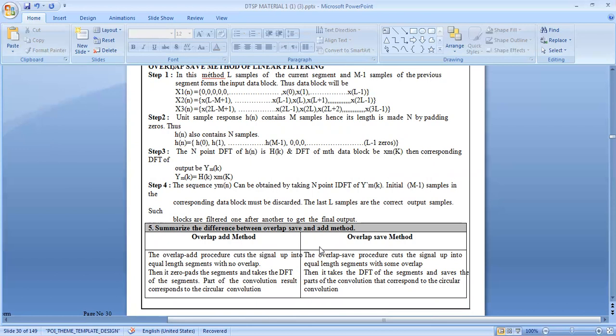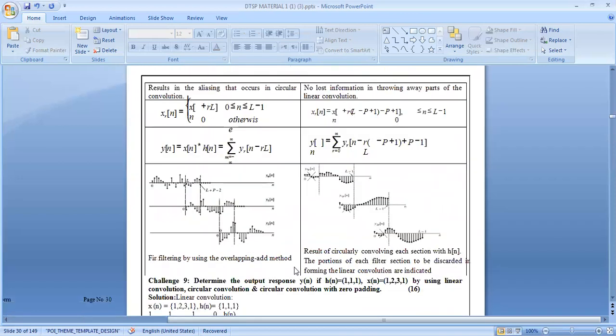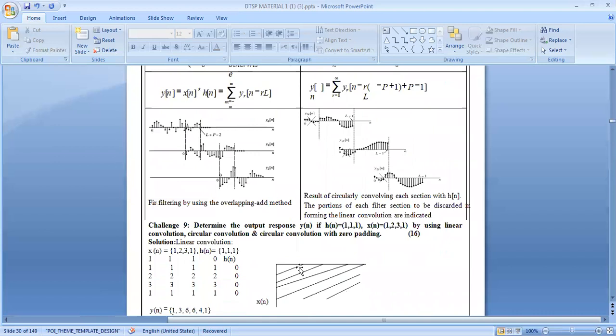And apart from that, we have to zero pad the segment and take the DFT of the segment. So part of the convolution result corresponds to the circular convolution, whereas here we take the DFT of the segment and save the part of the convolution, which will be the result part of the overall convolution.